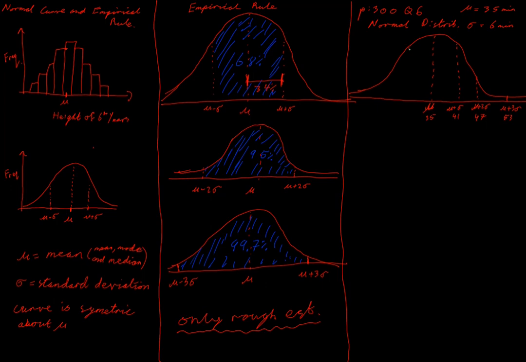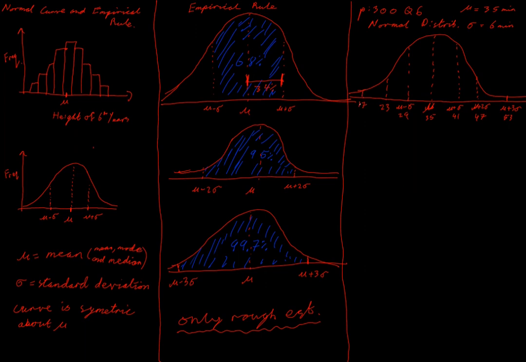And I do likewise down the other side. The mean minus a standard deviation is 35 minus 6, which is 29. Mu minus 2 standard deviations is 23, and minus 3 standard deviations is 17 minutes.